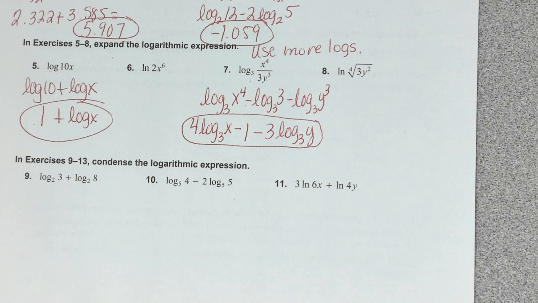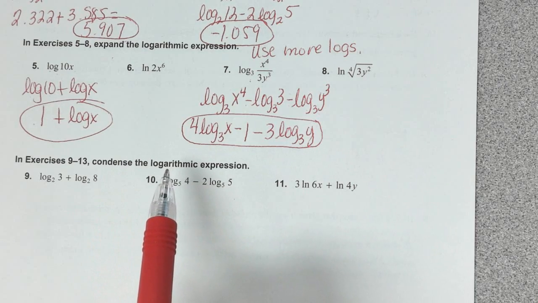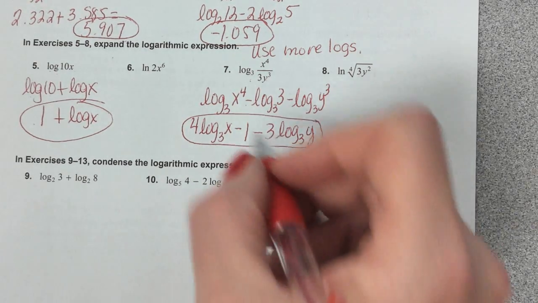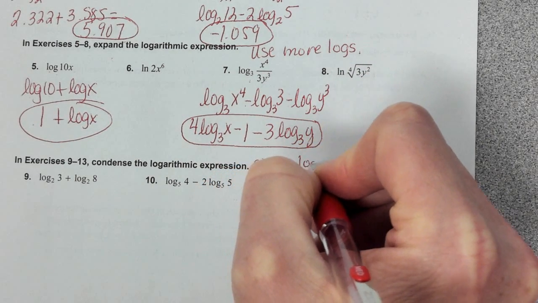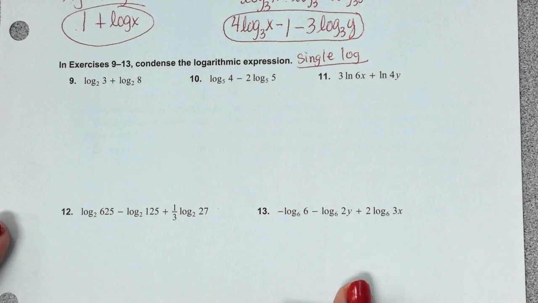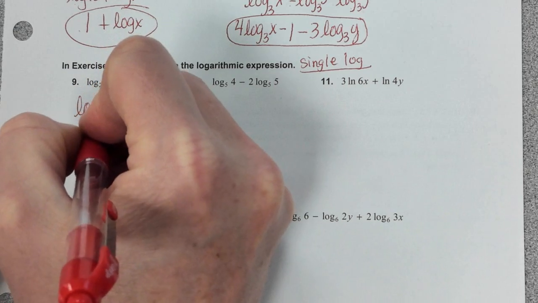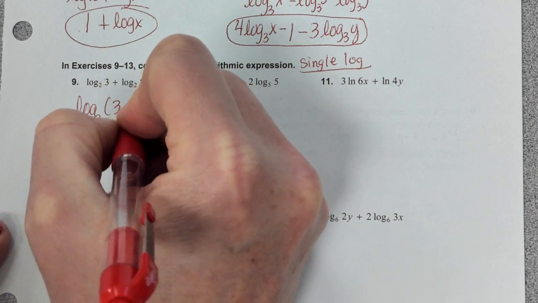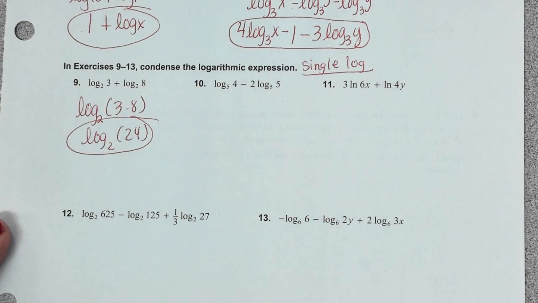Another way to write it that's expanded. Now we're going the other way, condense. What does condense mean? Make smaller. So this means we're going to make it smaller and we're going to use a single log. So anytime you see condense, that means you want to push it all together and make it 1 log. All right, so this one's pretty easy. Addition turns into what? Multiplication. So 3 times 8, so it's just log base 2 of 24. No problem there.